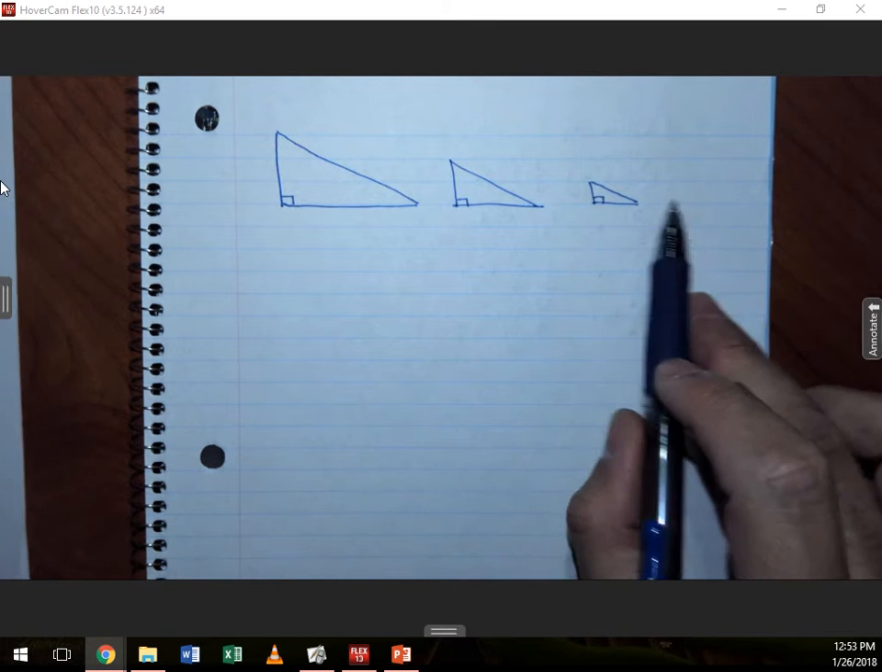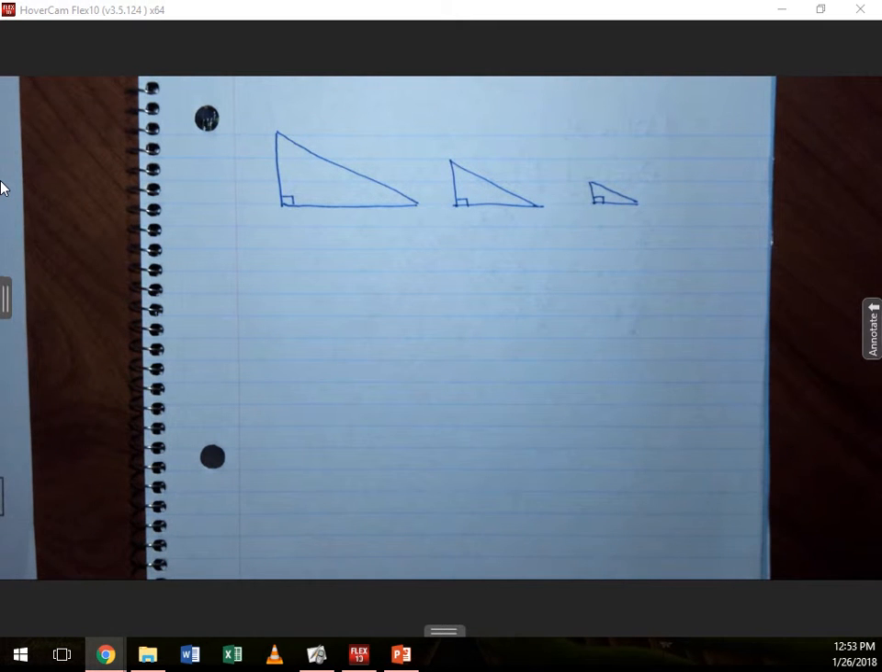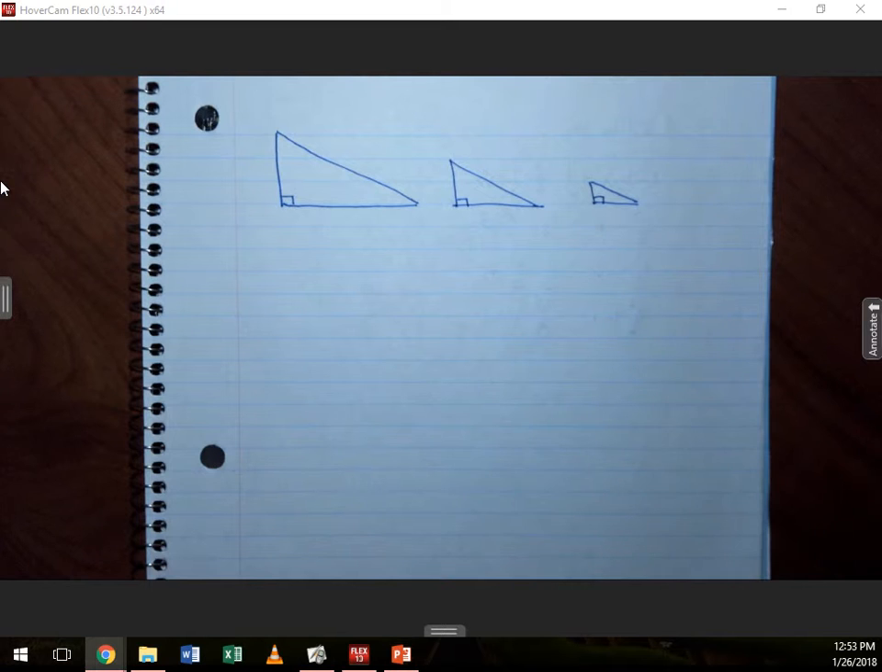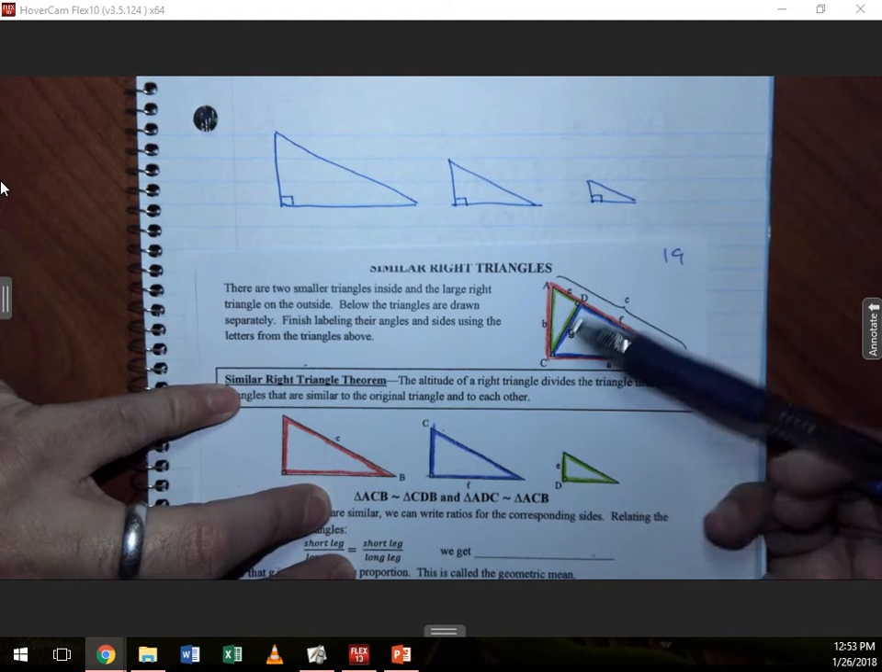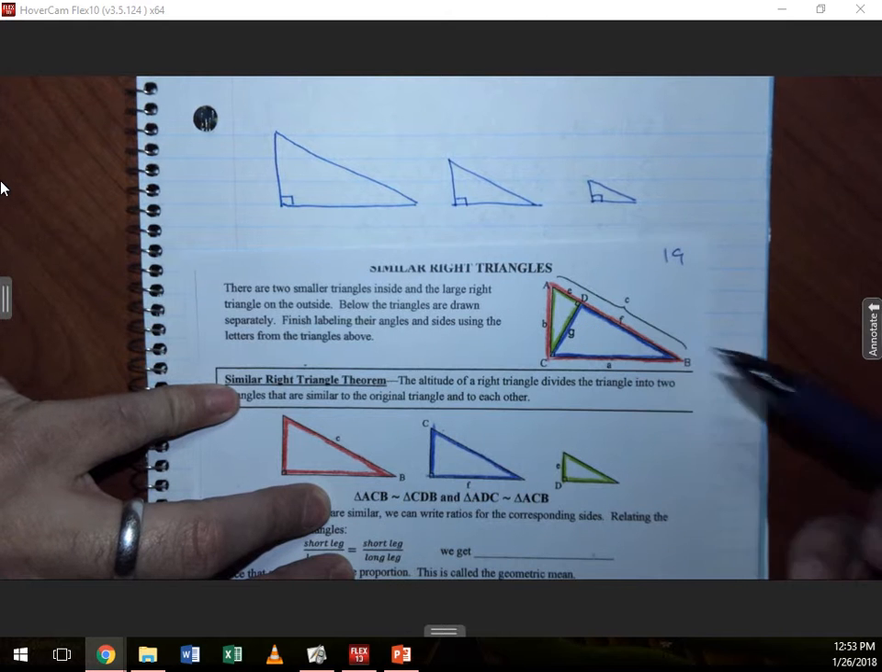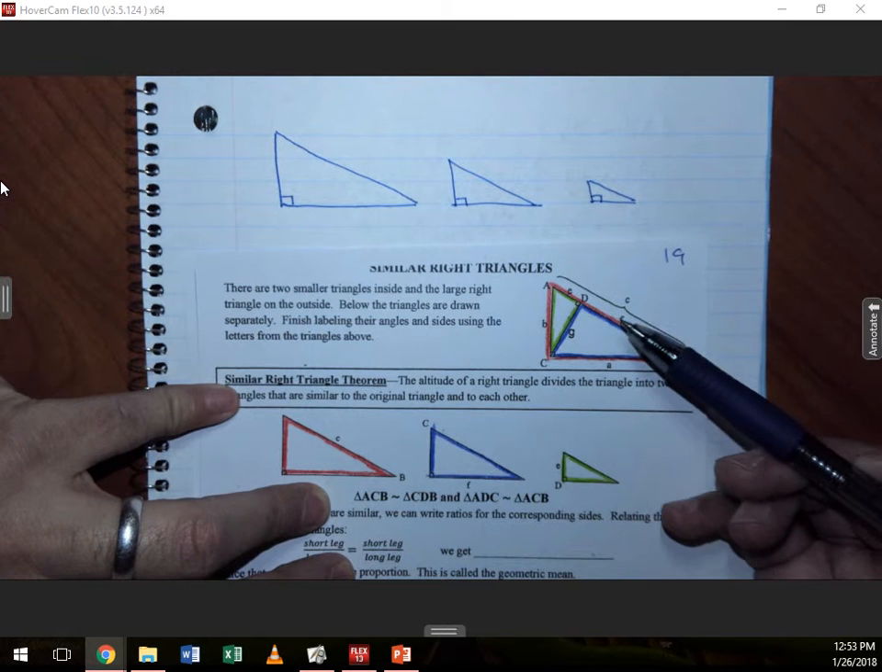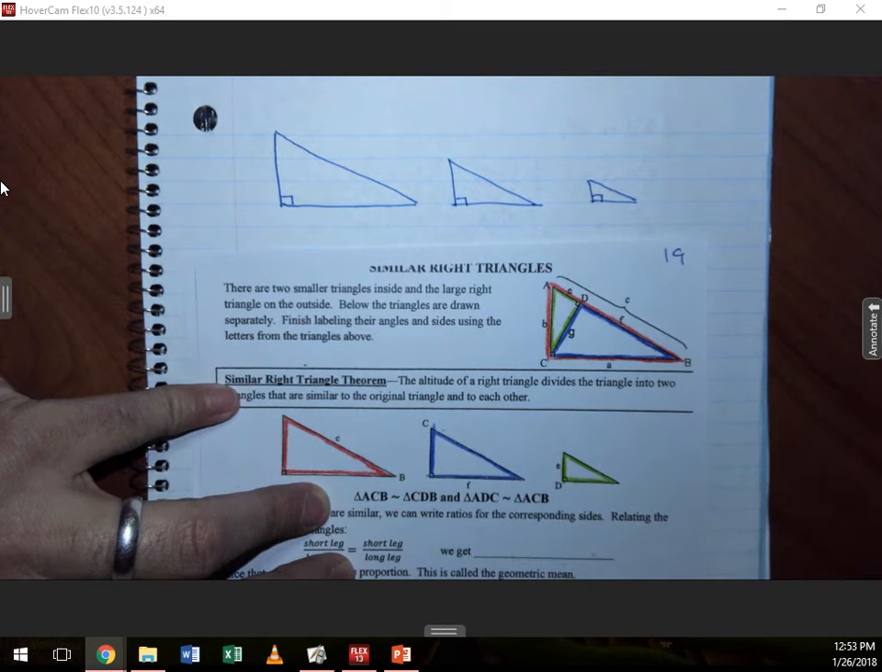So let's take a look at my tall, and we're looking at this piece right here. From my tall, which I have right here in green, what letter do I have for my short leg?